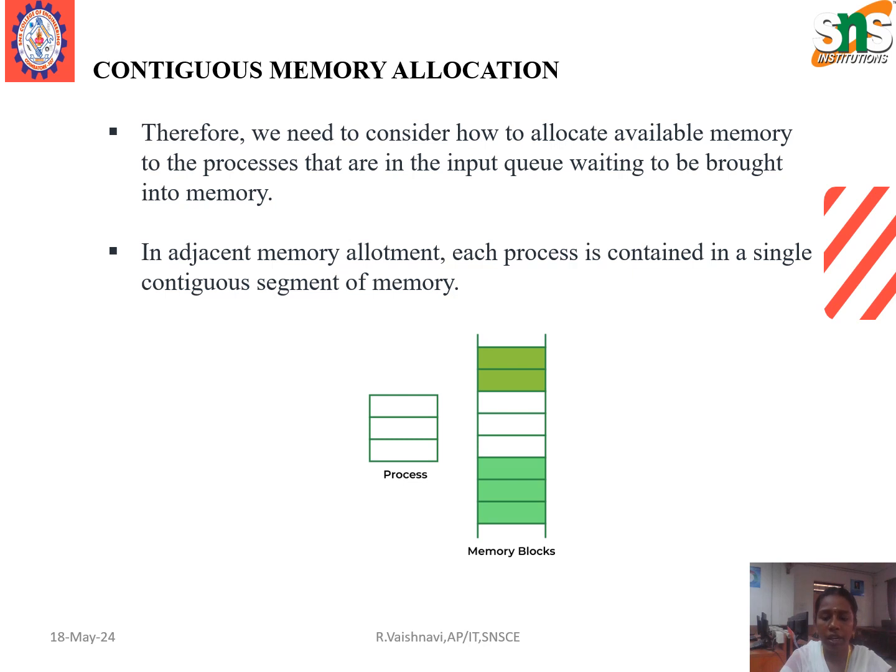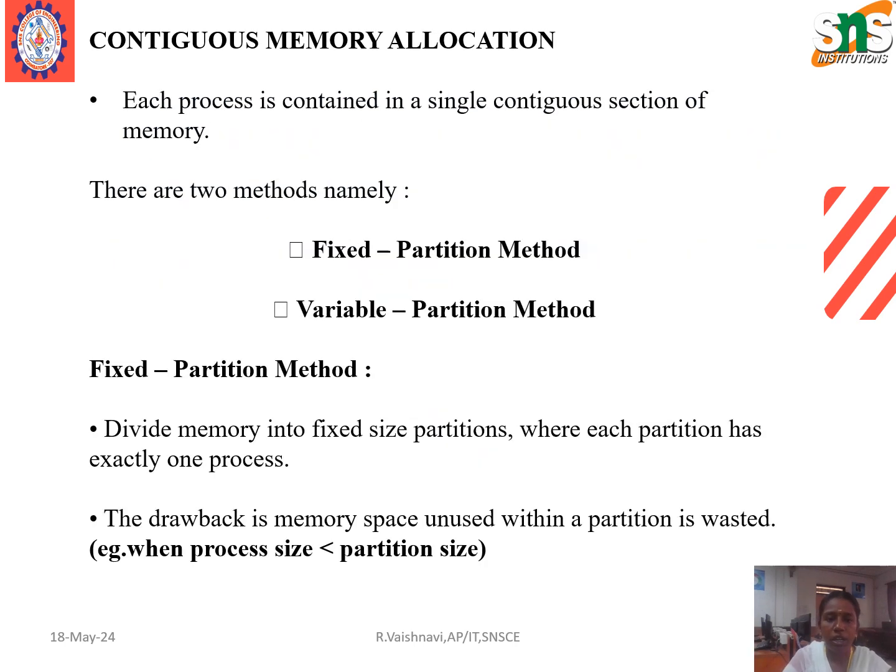That is, we have the diagrammatic representation for the contiguous memory allocation, that is, processes and the memory blocks. Here in memory blocks, some of the blocks are filled. Next one, each process is contained in a single contiguous section of memory. Here we use two methods, namely the fixed partition method and the variable partition method. Now we are going to see the first one, the fixed partition method.